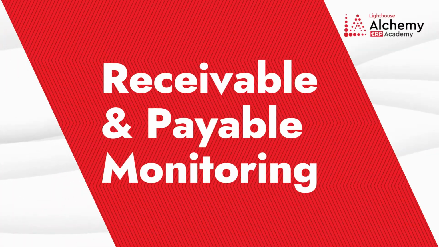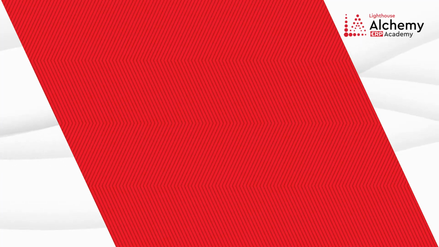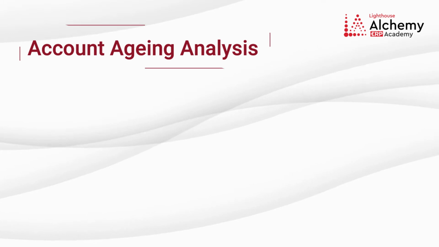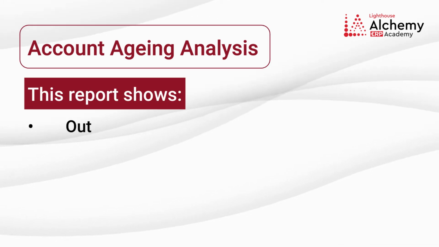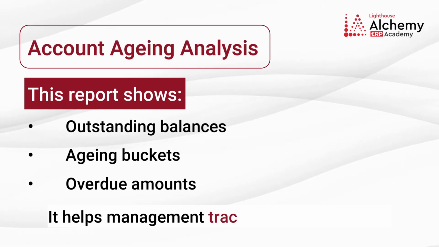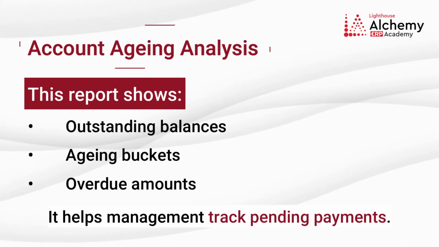Part 5. Receivable and Payable Monitoring. Now let us see how receivables and payables are monitored. Account Aging Analysis. This report shows outstanding balances, aging buckets, overdue amounts. It helps management track pending payments.